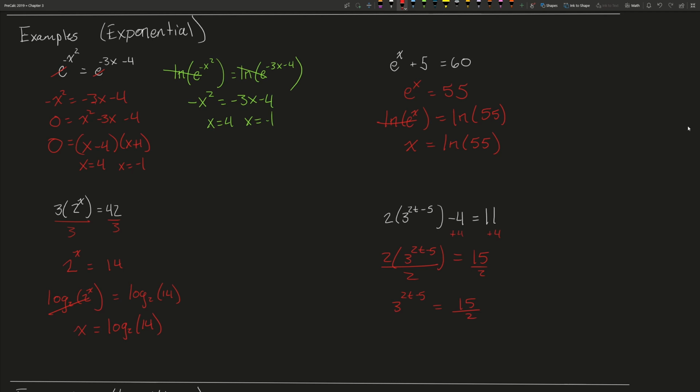And now we're in the same position. So we need to get rid of this base of 3. In order to do that, you need to take the log base 3 of both sides. So when we do that, we have the log base 3 of 3 to the 2t minus 5 equals log base 3 of 15 halves. The log base 3 and the 3 on the inside cancel, so we're left with 2t minus 5 is equal to log base 3 of 15 over 2.